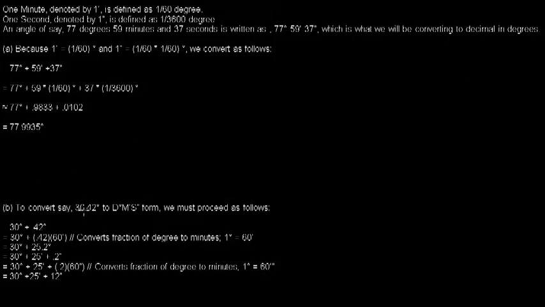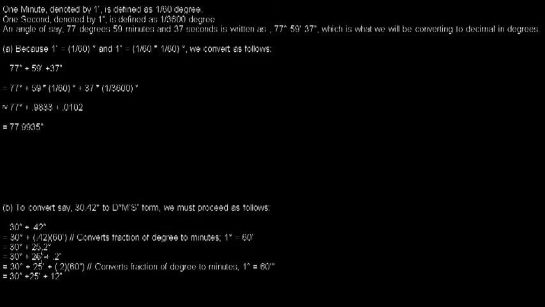To convert, say, 30.42 decimal degrees to degrees, minutes, seconds form, we must proceed as follows. 30 degrees plus 0.42, which is the fractional portion of the decimal. We multiply 0.42 by 60 to convert the fraction of degrees to minutes, because 1 degree is equal to 60 minutes, giving 30 degrees plus 25.2 minutes.